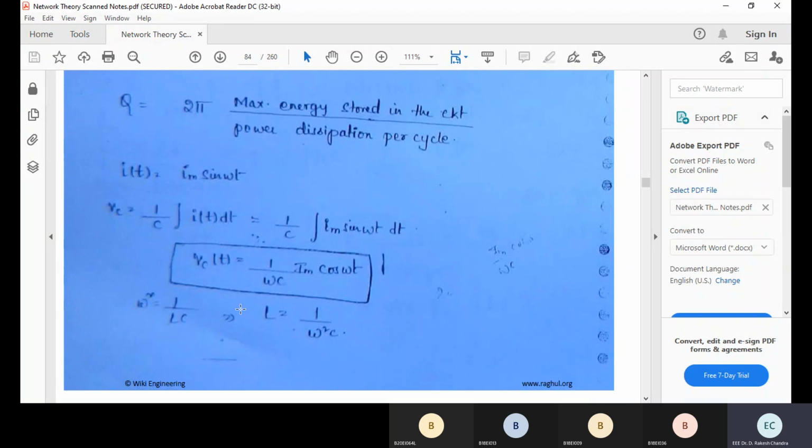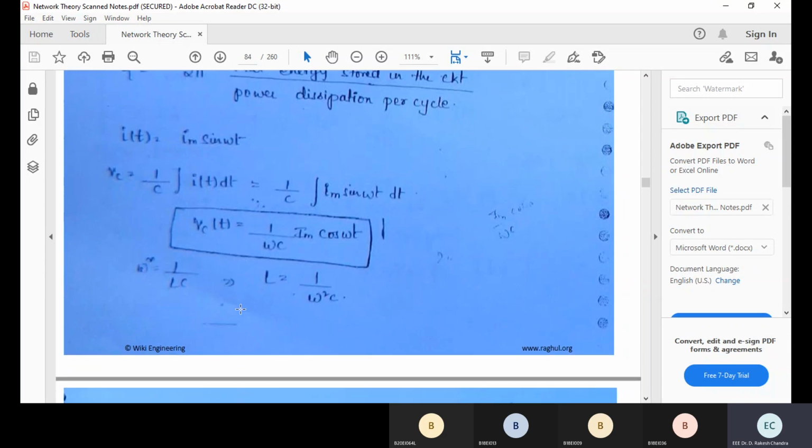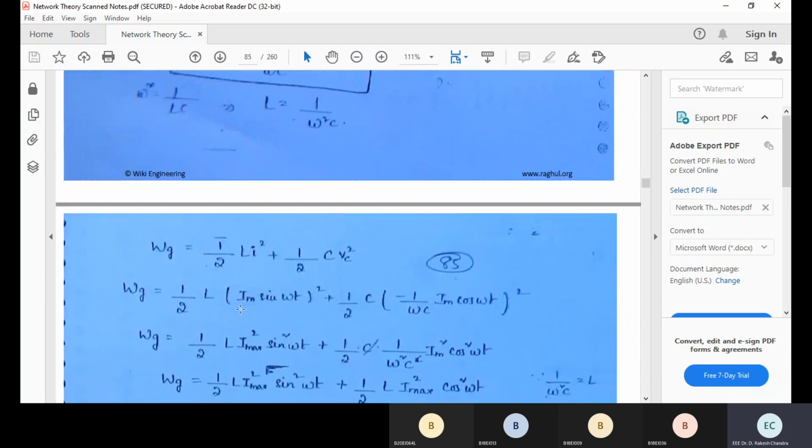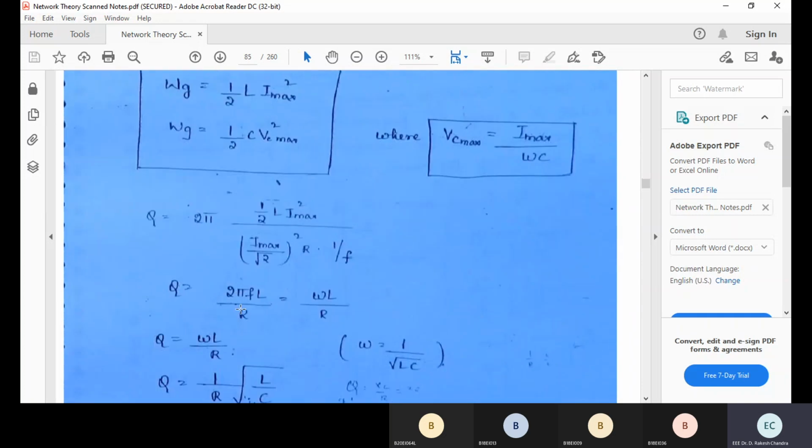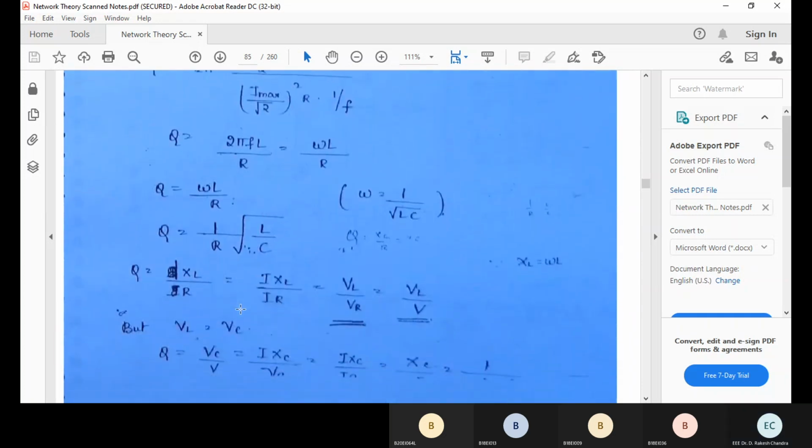Your I of t is equal to Im sin omega t, and your Vc is equal to 1 by c integral of I of t dt. So those expressions we have seen, where L is equal to omega square c. If you calculate finally, quality factor is nothing but XL by R.